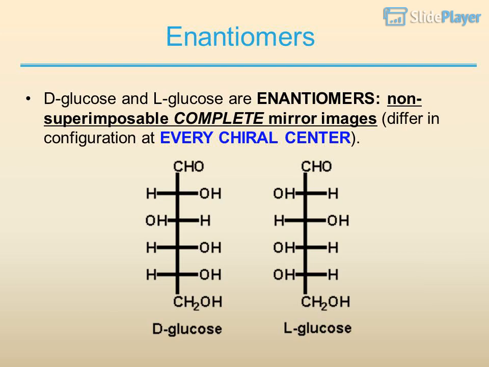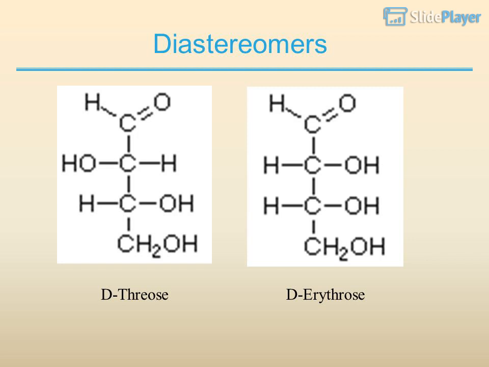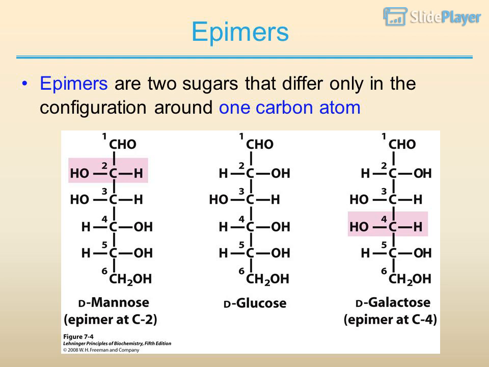Enantiomers. D-glucose and L-glucose are enantiomers, non-superimposable complete mirror images that differ in configuration at every chiral center. Diastereomers: D-threose, D-erythrose. Epimers. Epimers are two sugars that differ only in the configuration around one carbon atom. Figure 7.4 Epimers. D-glucose and two of its epimers are shown as projection formulas. Each epimer differs from D-glucose in the configuration at one chiral center, shaded pink.